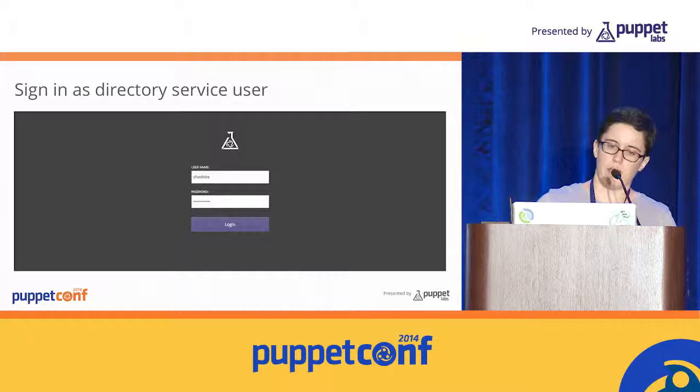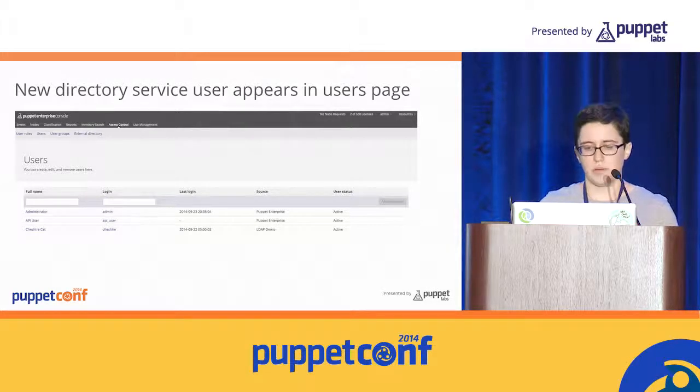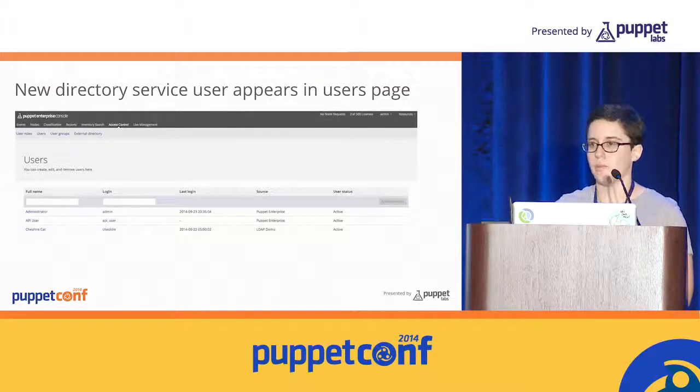So now I'm going to sign in as a directory service user. In this case, I'm going to sign in as the Cheshire Cat. And when I sign in as this user, it appears in the users page. It gets a last login, and also you can see the source of the user. In this case, it's from my LDAP demo. And I show you the source because you can also create local users, and that's just as a source of the Puppet Enterprise.